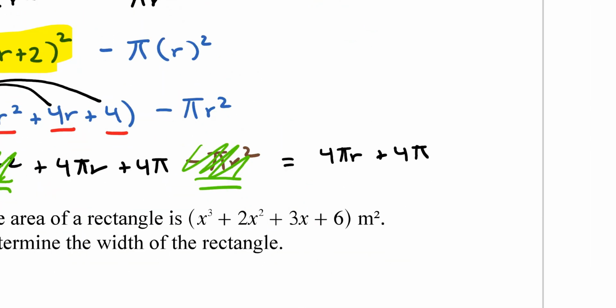And then from here, what can you factor out? Both of them have a 4 pi, right? So you can factor out a 4 pi. And you're left with r plus 1. And once again, just distribute if you're not sure. 4 pi times r is 4 pi r, and 4 pi times 1 is 4 pi, so that's correct.